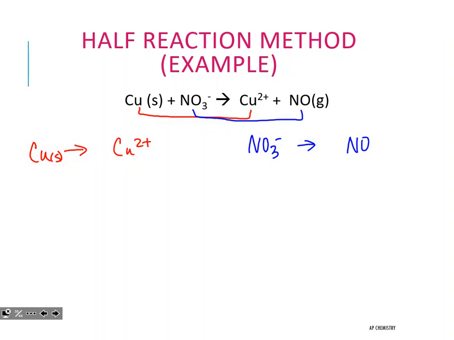All right. Now, what's the next step? What does it say? Balance anything that's not H or O. So, Cu is not H or O. We have one copper solid atom going to one copper 2 ion. Do we need to do anything with that? No, nice and balanced. Now over here, the nitrogen. There's one N in nitrate and one N in nitrogen monoxide. Do we need to do anything with that? No. Okay. What is the next step say?